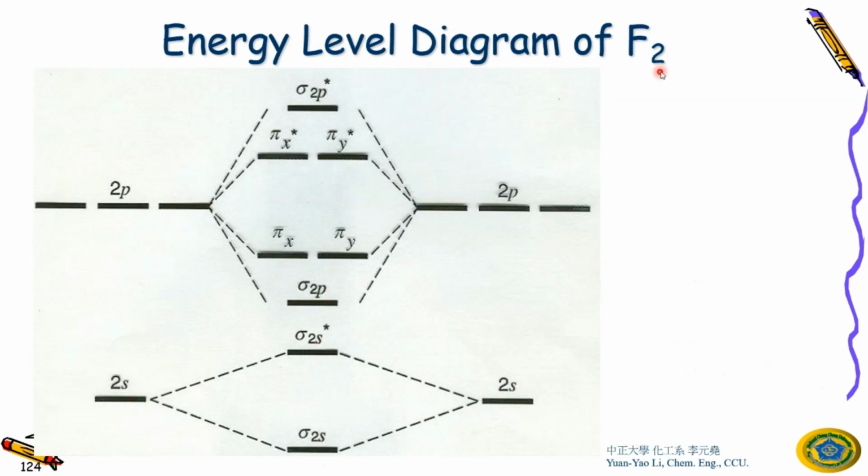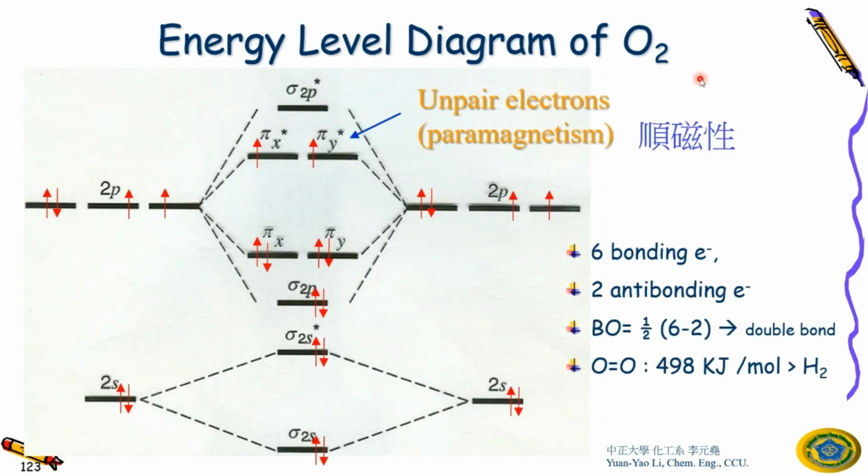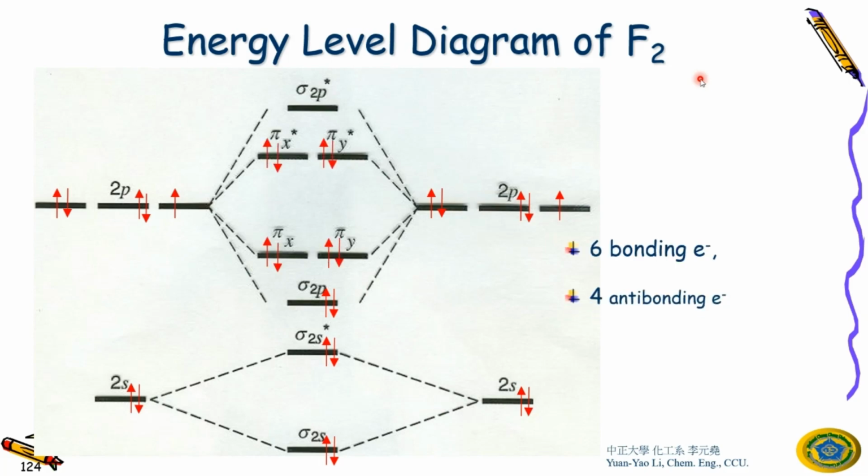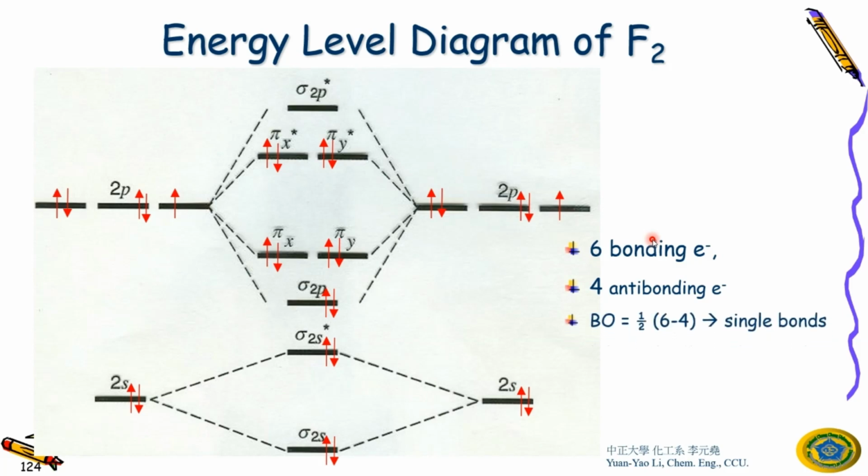So for the energy level diagram of fluorine, let's put the electrons here. We have 6 electrons in the bonding molecular orbitals and 6 in the anti-bonding orbitals. So the bond order will be 1, which is about 160 kilojoules per mole.